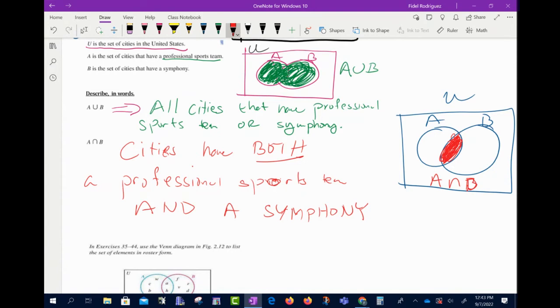The main difference between the union and the intersection: the union says as long as you have one of them, you're good. If you have both, that's great. The intersection means you have to have both parts. You've got to have both parts in order for it to be in the intersection, okay? It needs to have both a professional sports team and a symphony, okay?